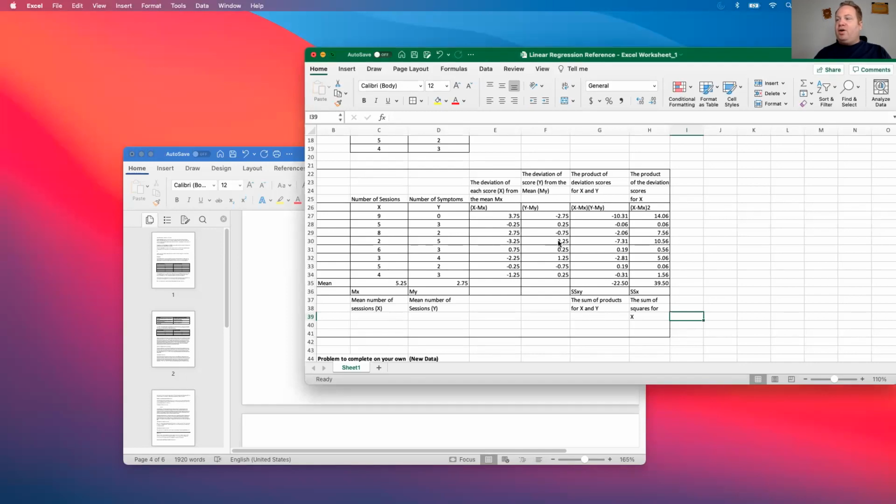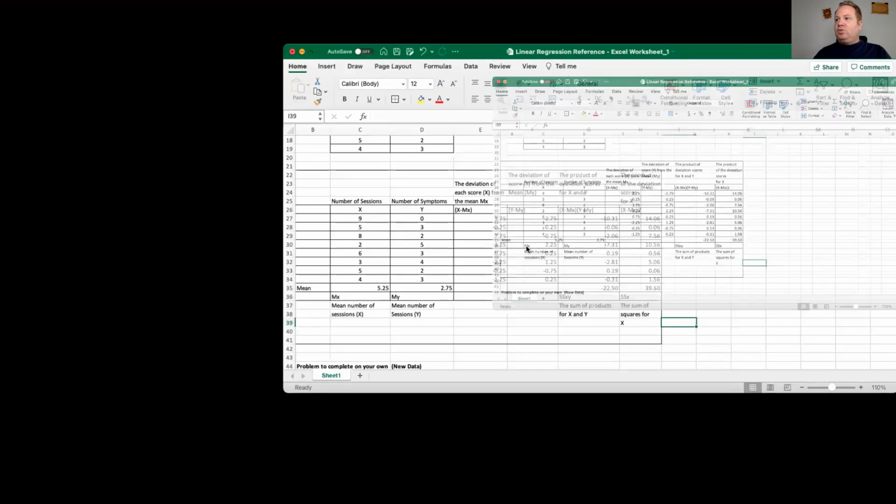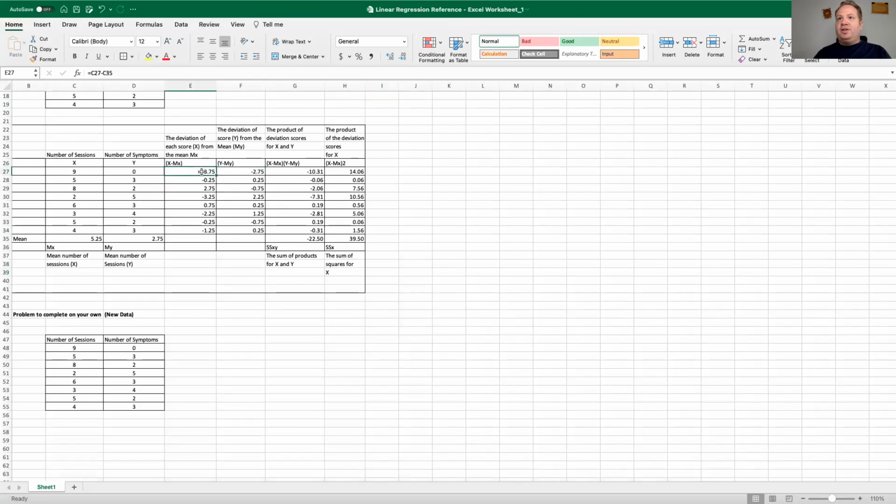So what we're talking about is we took all of these. Okay, so we figured out what our means were. Then we subtracted our means, the x minus the mean of x, and the y minus the mean of y, and we multiply these together, and then we got these numbers. So this times this is that. If you sum all of those, you get negative 22.5, the sum of the squares xy, and if you sum the squares of all of these, you get 39.5.